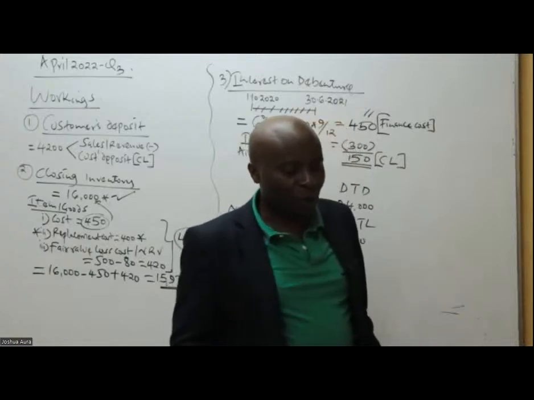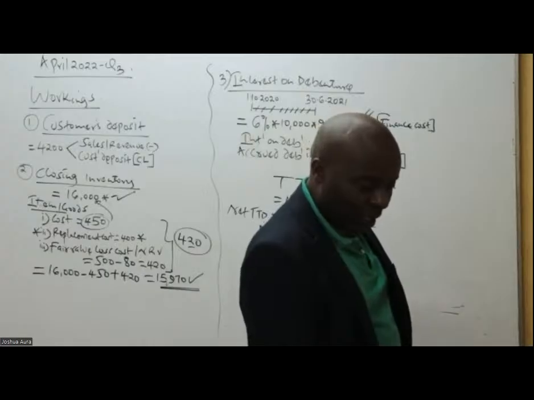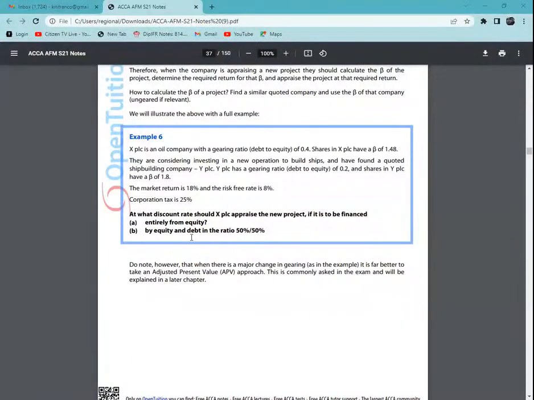Ladies and gentlemen, listen to me very well. Here we are. We are now aware that the relevant beta is the beta of the new industry. We are told that they are considering investing in a new operation to build ships, and have found a quoted shipbuilding company. The market return is 18% and the risk-free rate is 8%.